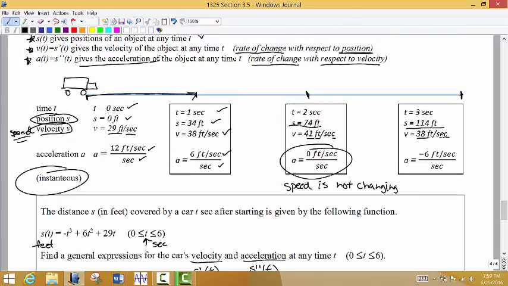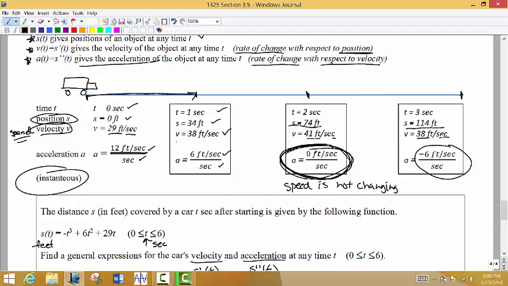Here our acceleration is pretty fast. We're increasing our speed by 12 feet per second. Here we're kind of slowing down a little bit. We have 6 feet per second. And then here it says we're not changing our speed at all. Our speed is not changing. Notice here our acceleration becomes negative, which means that we are decreasing our speed. That means our speed is going down.